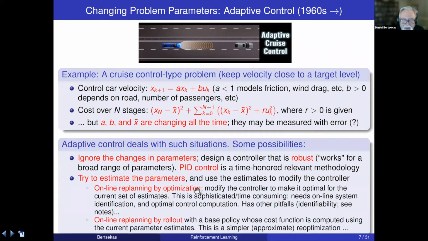A simpler alternative is to do suboptimal replanning. Online replanning with some suboptimal control method, like rollout, with some base policy whose cost function is computed using the current parameter estimates. So again, you measure the parameters and you introduce the changes into the rollout algorithm. It will not exactly optimize the system for the current set of parameters, but it may do something close. And this is simpler, less time consuming. And let's look into it a little further.